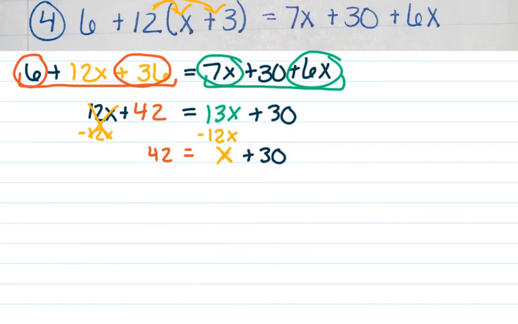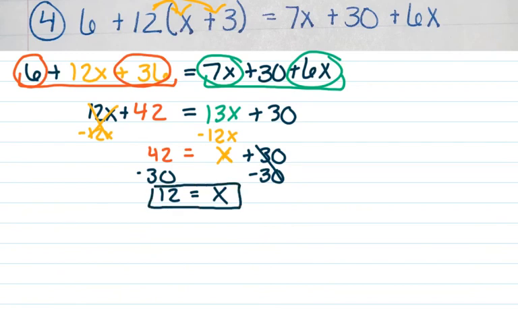Okay, so now I'm going to subtract 30, because I'm moving the constant. So 42 minus 30 is 12. And notice that's already x, so I don't need to divide by 1, so it saves me a step there. And then we need to check our answer.